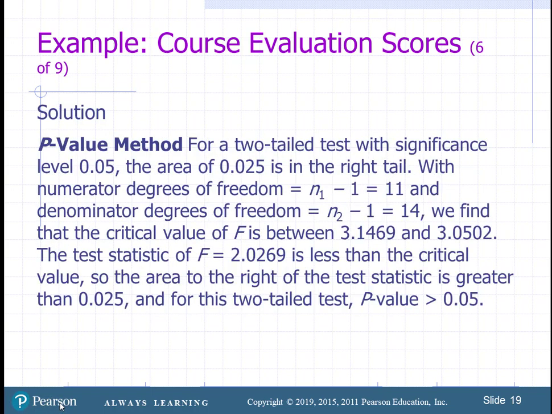Now what does that mean? Well, we are going to look at the numerator. Degrees of freedom is 11. And our denominator, degrees of freedom, is 14. And we're going to find the critical value for these 2 pieces. And I'm going to pull that table in so you can see it.